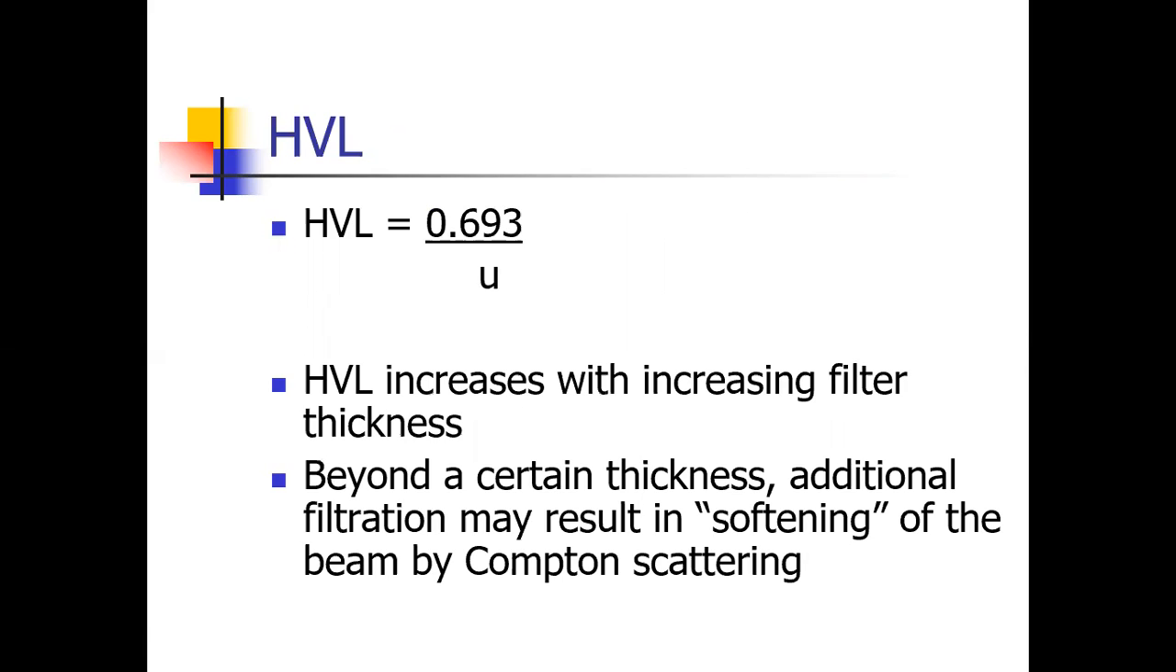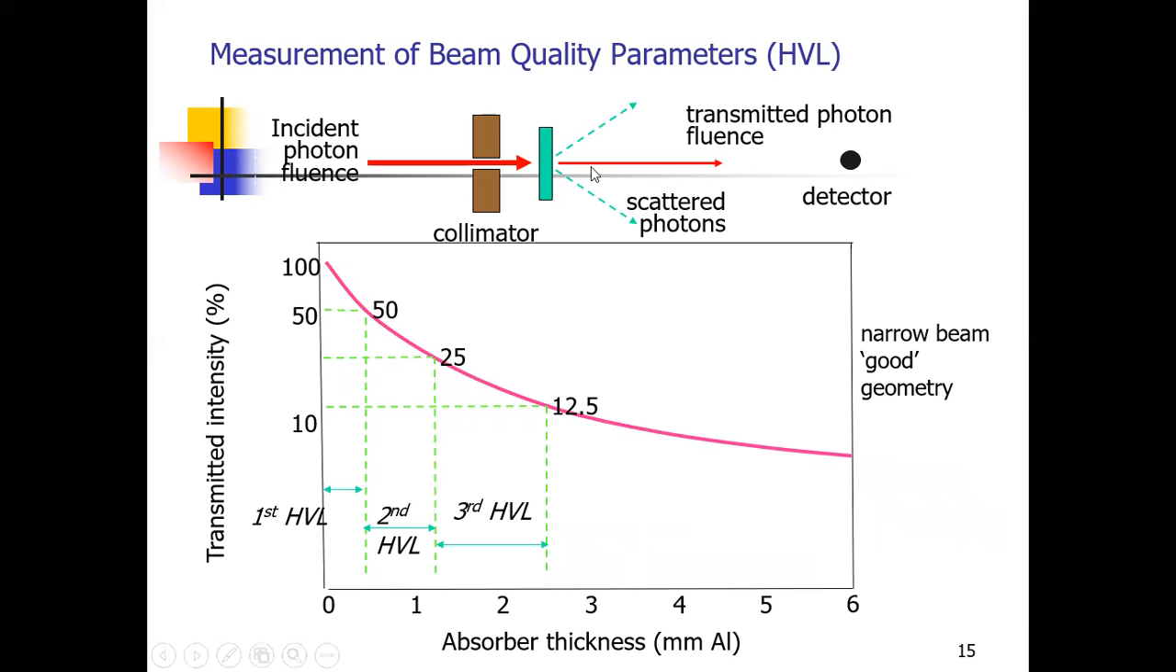So the half value layer is going to be 0.693, or the natural log of 2, divided by mu. And it increases with increasing filter thickness. Beyond a certain thickness, additional filtration may result in softening of the beam by Compton scattering. In other words, you're sort of defeating your purpose at that point.